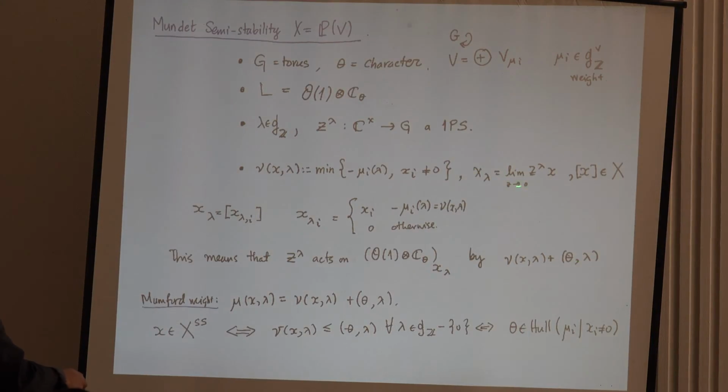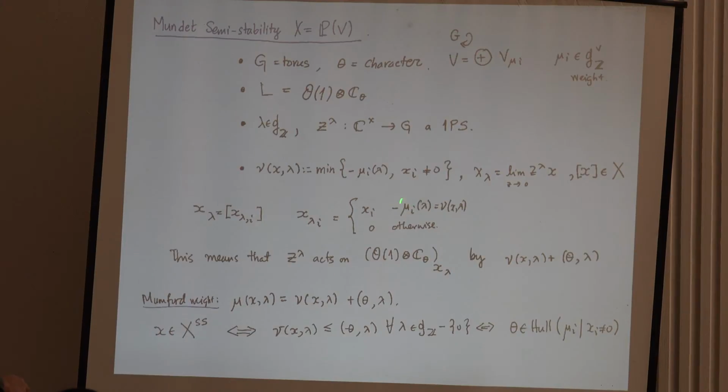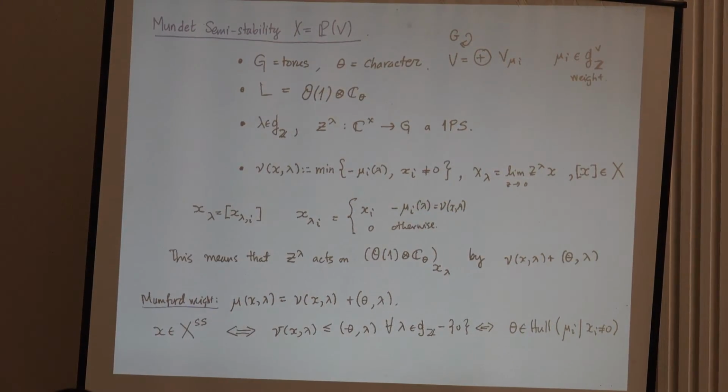So the limit as z goes to 0 will completely be determined by this value that appears in here. So it's actually the point x lambda, such that its coordinates are non-zero only in the case when this weight paired with lambda is exactly equal to the minimum of that. So this is essentially how it goes.